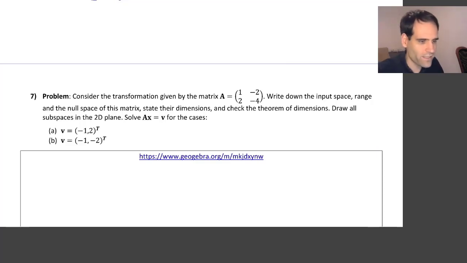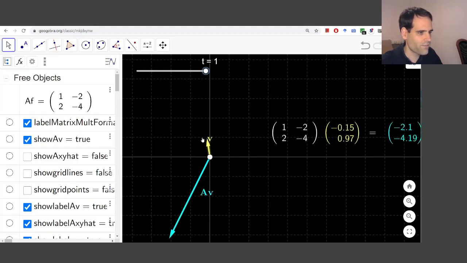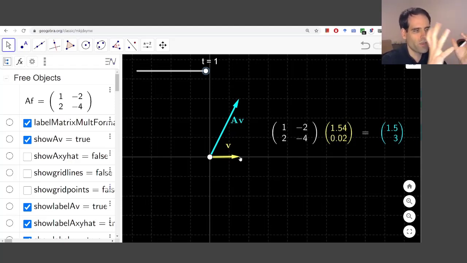So for that I have prepared the applet where I have written here the matrix [1, -2; 2, -4], and you can see here how it is applied to different vectors, and you can see that it is a very strange transformation. Yeah, it's not easy to say what this transformation is doing. It's not a rotation, it's not a projection, it's something strange. So from intuition, I cannot give you the null space and the range. We have to calculate them using maths. Okay, so let's do exactly that.